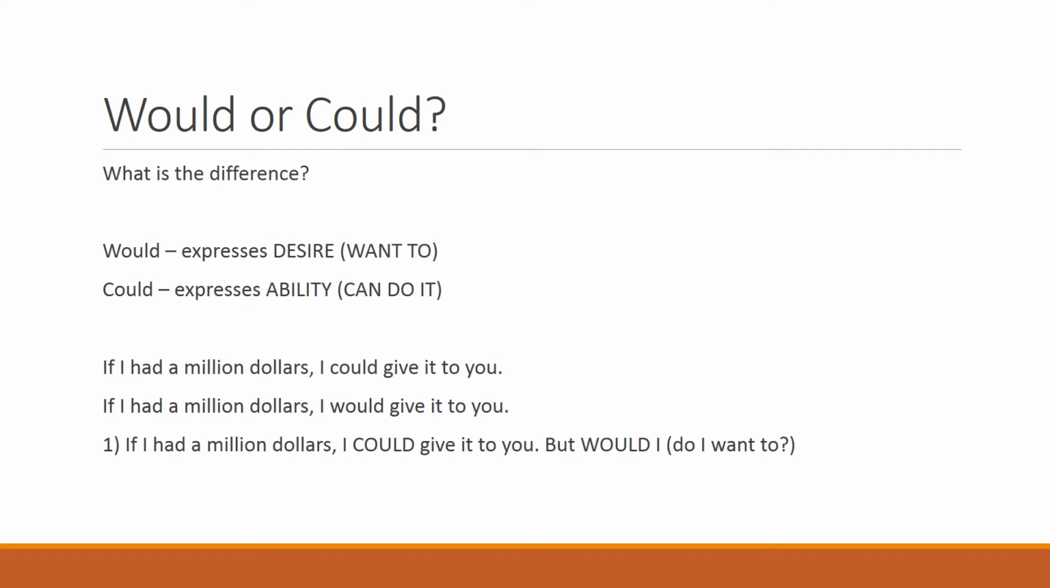Now, could means if I had $1 million, which I know the past tense had tells me that I don't have that, but if dreaming, again, fantasy, if I had $1 million, I could give it to you, meaning I would have the ability to give it to you, but I maybe don't want to because maybe I don't know you. However, the second sentence, if I had $1 million, I would give it to you, would mean that I want to give it to you. So maybe this you is my mom or my husband or someone that I love, I would give it to you. So could means ability, would means desire.